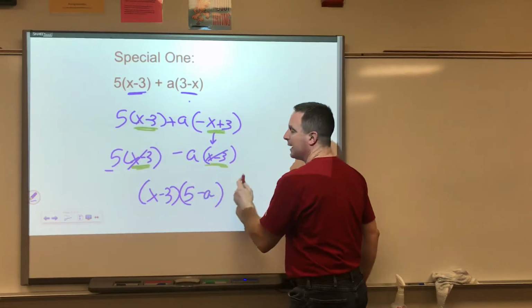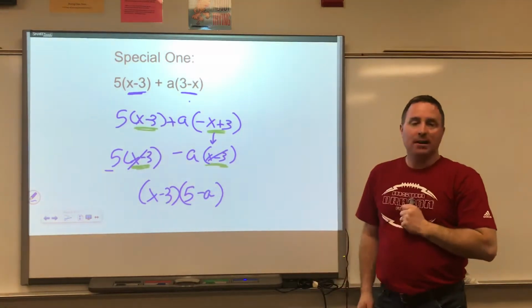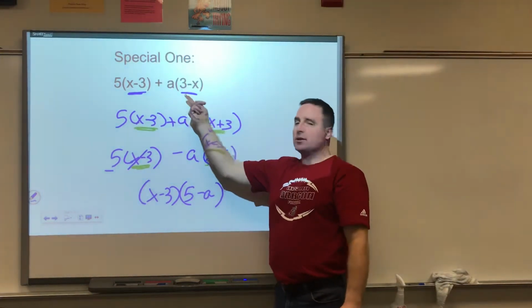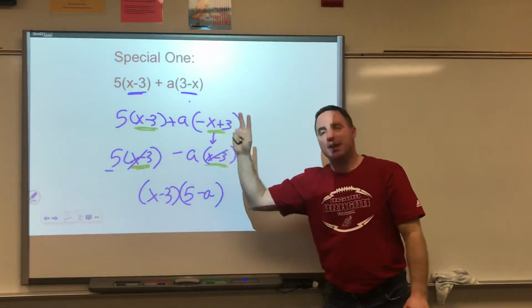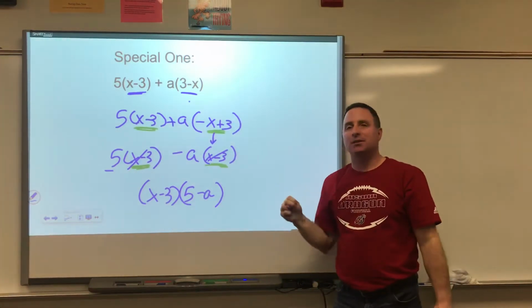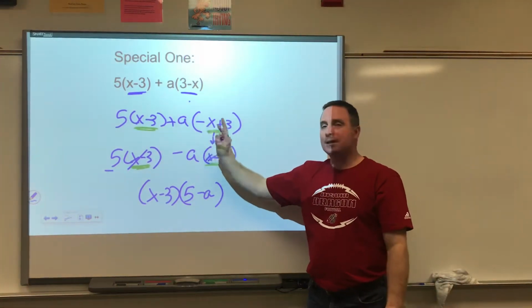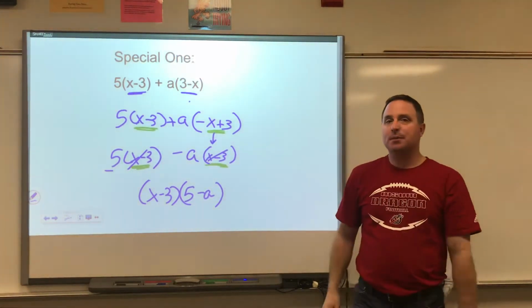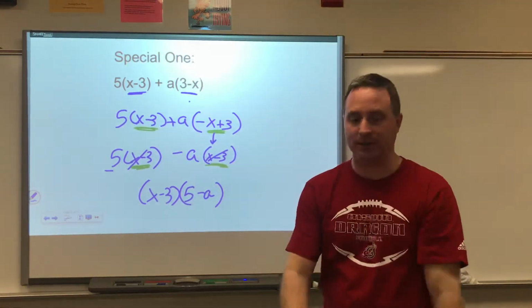5 minus a. You're not going to see this a lot, but every once in a great while we're going to see ones where the terms look the same, they have the same numbers, same variables, but they're reversed. 99% of the time we're going to change the order and have to factor out a negative 1. So just be cautious of that as we do these.